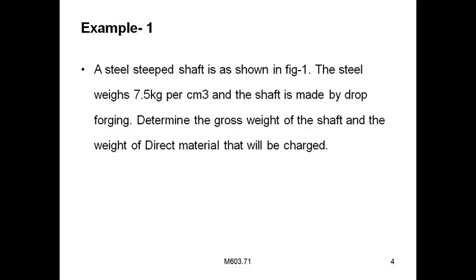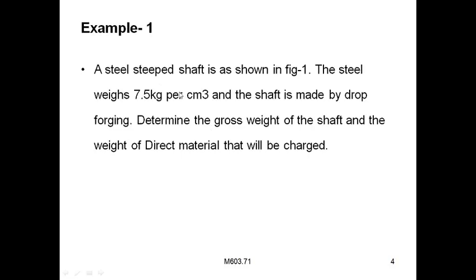So you have an example here. You have a steel stepped shaft, shown in figure 1. The steel weighs 7.5 kgs per cubic centimeters. That means it is the density. And the shaft is made by drop forging. That means it is a machine forging.